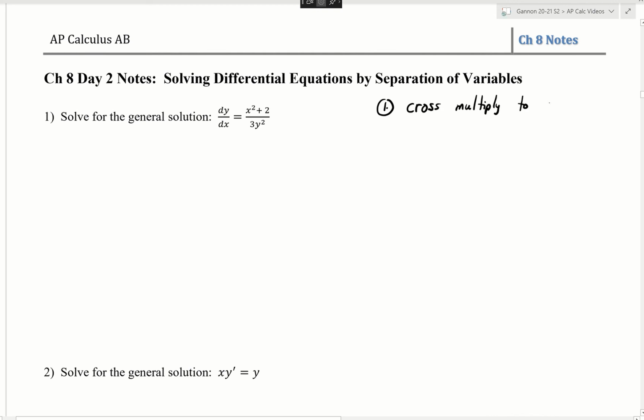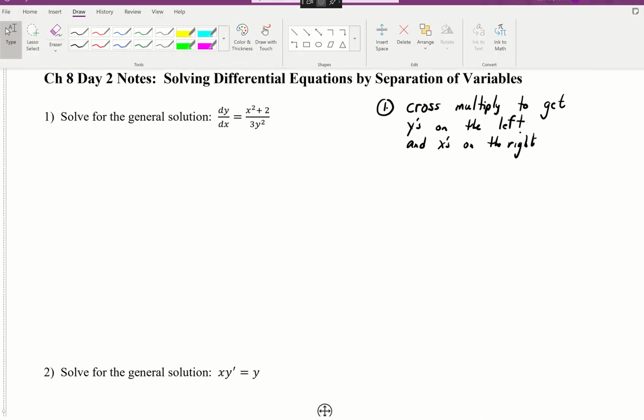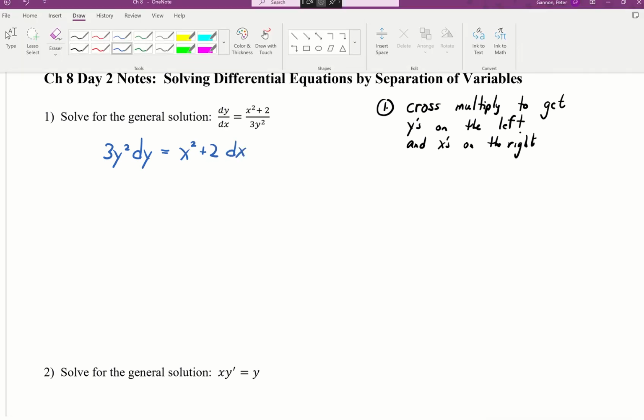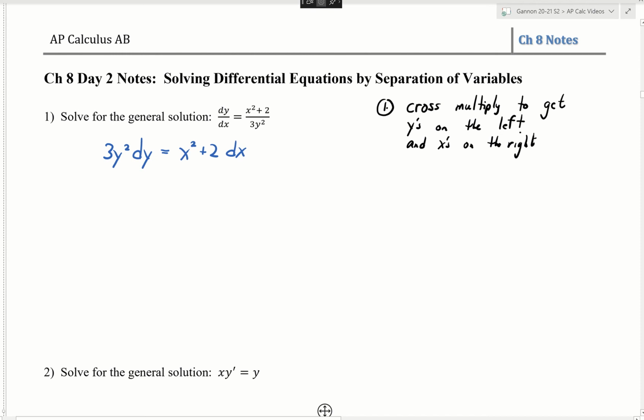So we can cross multiply to get the y's on the left and the x's on the right. All right, so if we do that, we would get 3y squared dy equal to x squared plus 2 dx. So once we've done that, we cross multiply to get the y's on the left, the x's on the right. And you'll notice that the y's are with the dy's and the x's are with the dx.